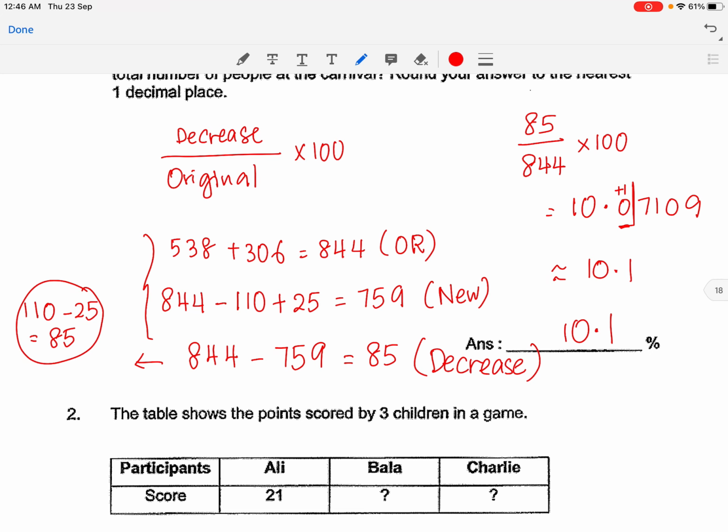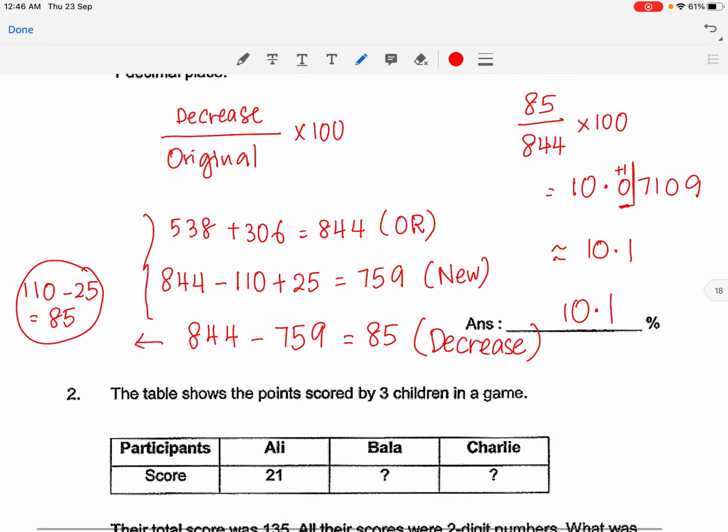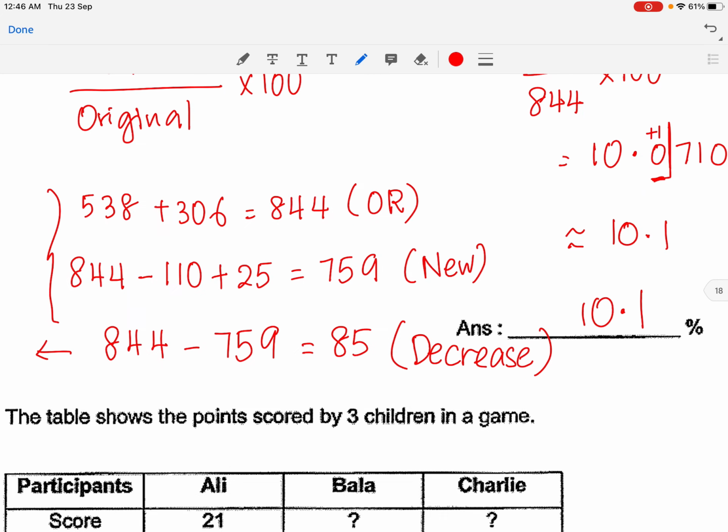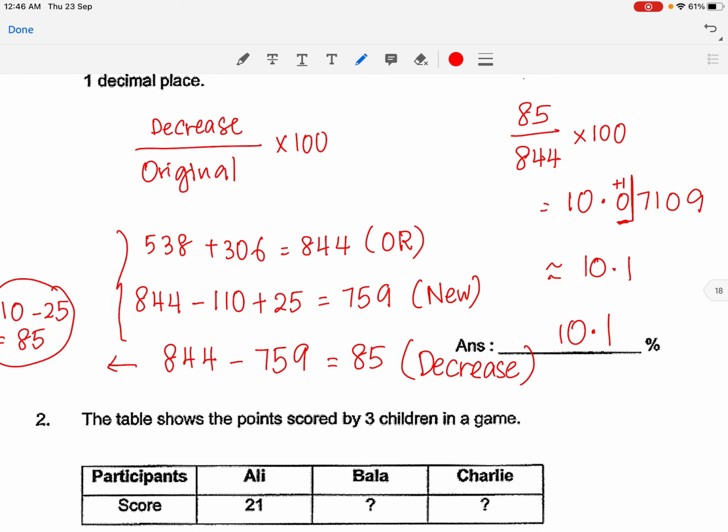If you need to hit pause, the pause button, please do so, alright? So it looks like that. I'll zoom in like this.